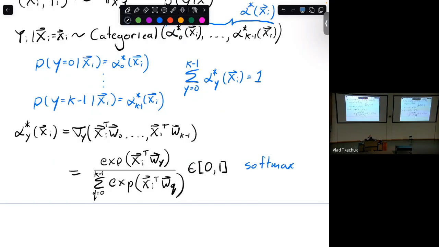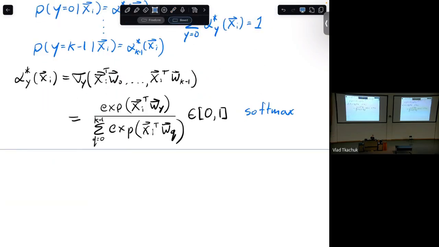Yeah, and someone online is asking, why is normalization needed here? And the reason normalization is needed is so that you get a number between 0 and 1, but also when you take the sum of all these, you get 1. So if you take this whole sum, you get 1.